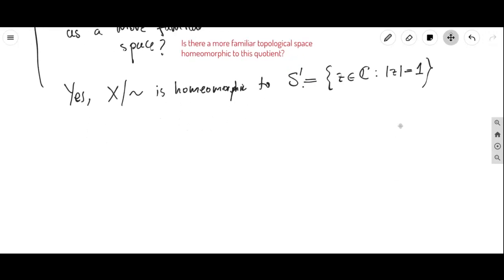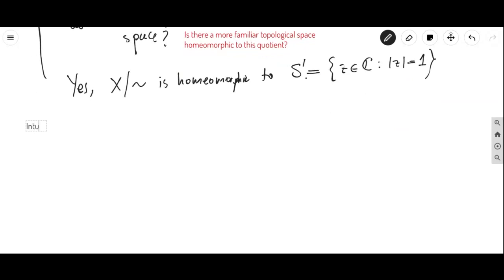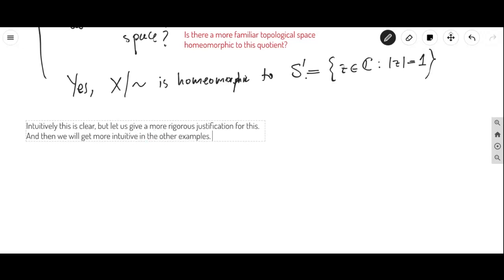Intuitively, this is clear. But let us give a more rigorous justification for this, and then we will be more intuitive in the other examples. In this one example, I wanted to show you carefully how you would give a rigorous justification. In the other examples, instead of wasting a lot of time writing out a careful proof of why they're homeomorphic to a different space, it's going to be essentially based on the same idea. So here's the way you do it.